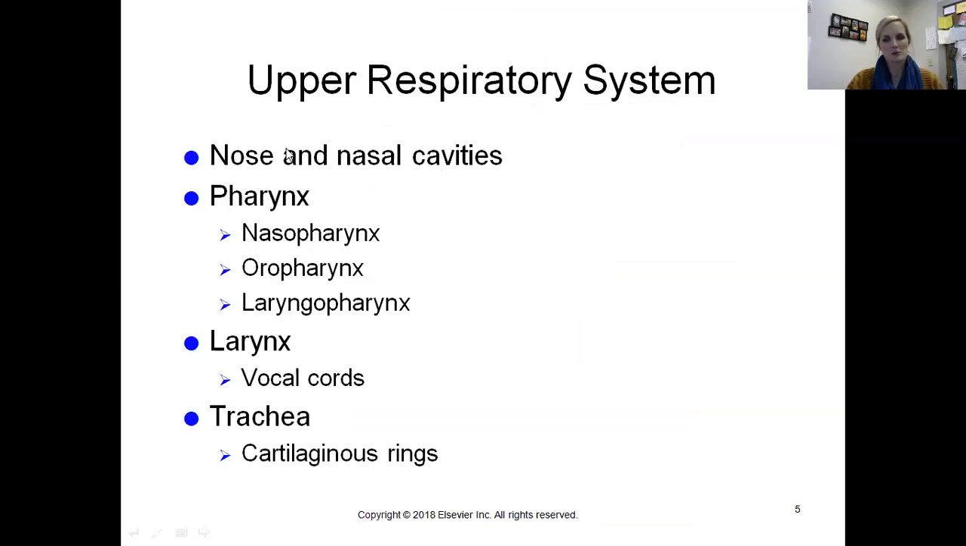So again, the upper respiratory tract will consist of the nose and the nasal cavities, so again, 1 and 2. We get into the pharynx. Remember, we labeled 4, 6, and 8 as the nasopharynx, oropharynx, and then the laryngopharynx. As it passes through, we commonly refer to that as our throat. From there, we will get into the larynx. The larynx contains our vocal cords, so that is why our larynx is oftentimes referred to as our voice box.